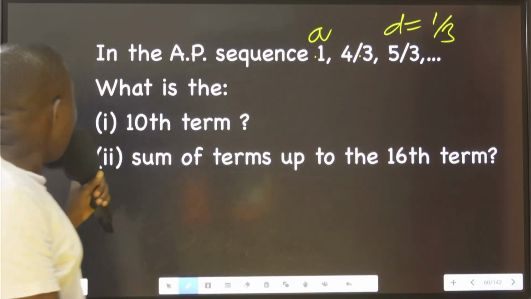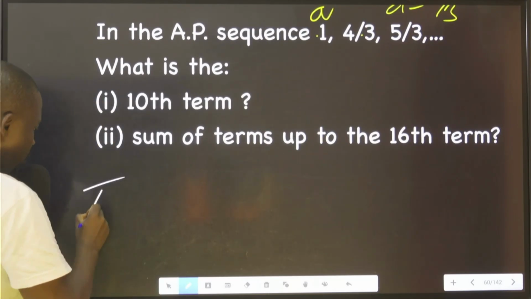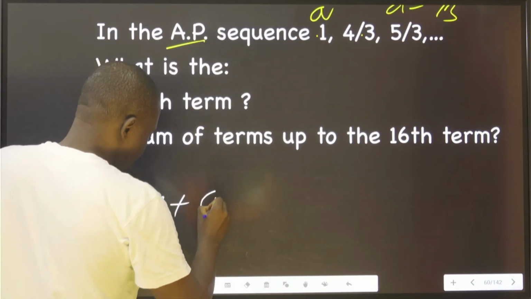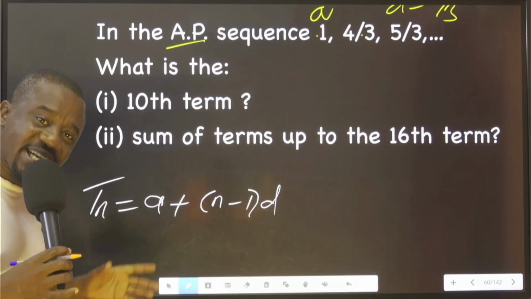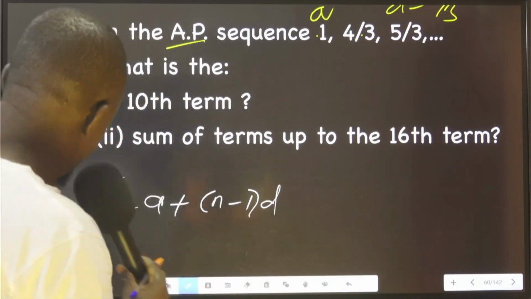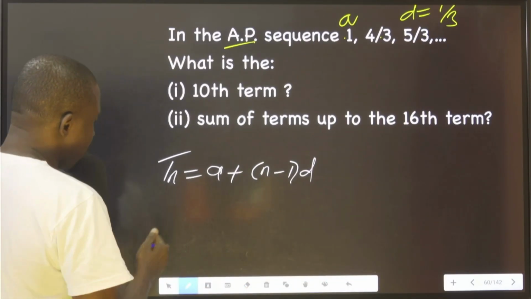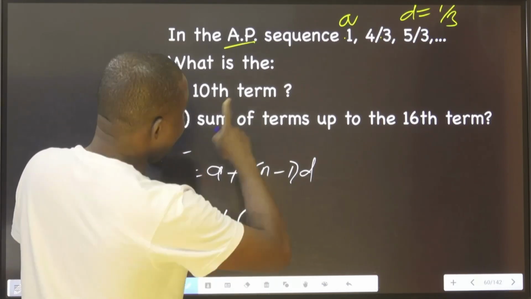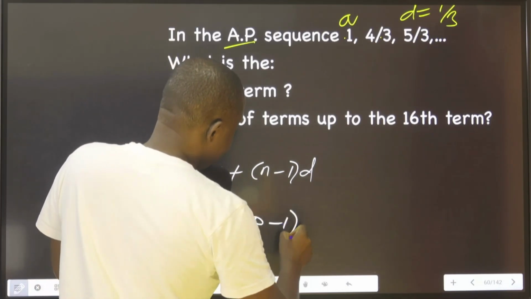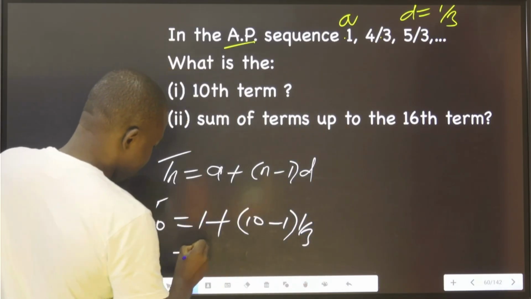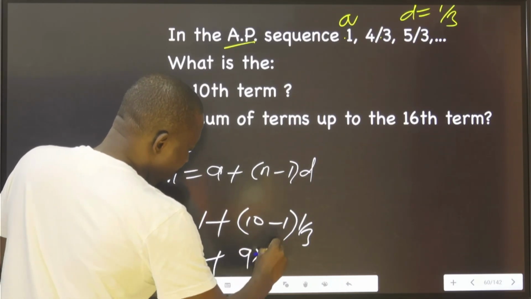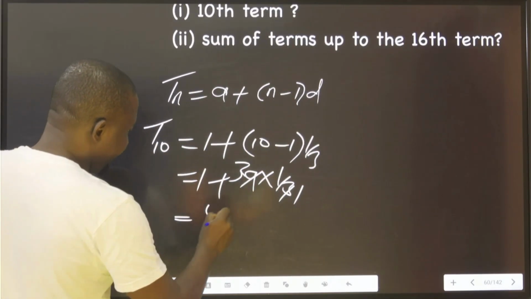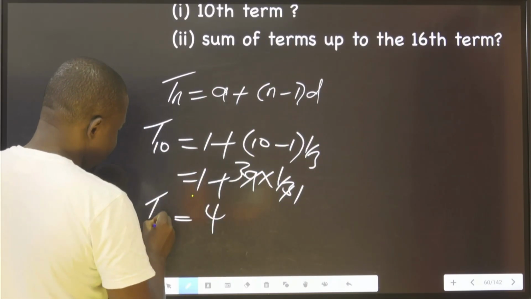Okay? So now, what is the 10th term? We simply use this because we are told that it's an AP. Please note that in this revision, we have done a lot of this. We are simply reversing. So that is the nth term. The first term is 1, n is 10, and d is 1 over 3. That is 1 plus 9 multiplied by 1 over 3. 3 here, 1; 3 here, 3. It means, therefore, this is 4. 1 plus 3 is 4. So the 10th term is 4.